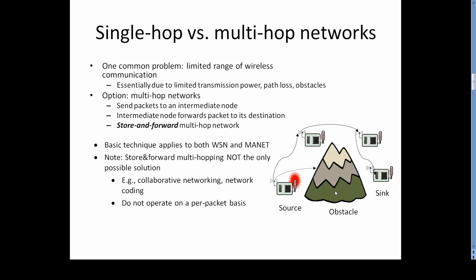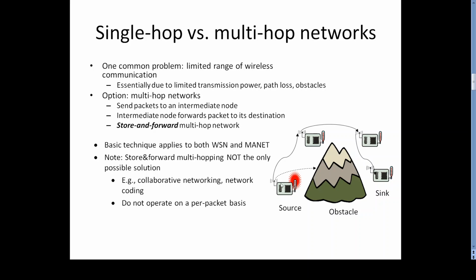Now forget this obstacle also. When sending data from the source to the receiver, as the distance is greater, the energy required to transfer the data will be greater. That is the common problem that occurs. So that's why the option is to go for multi-hop networks.